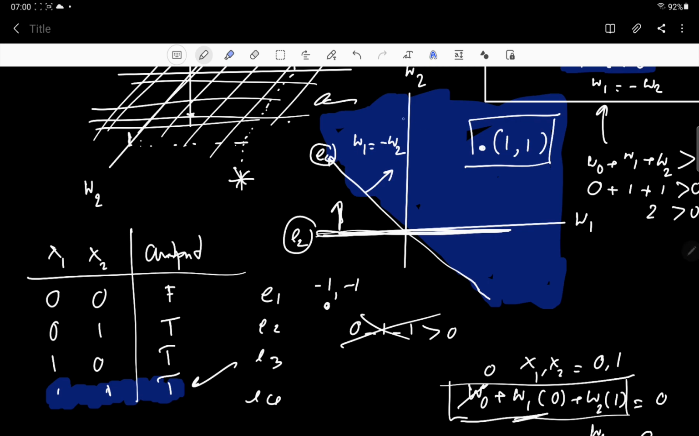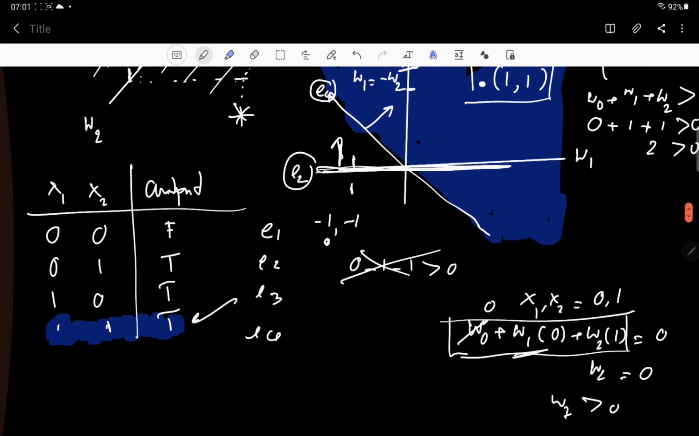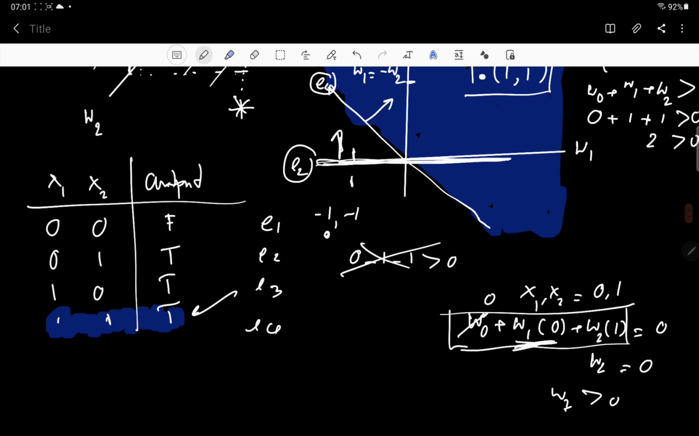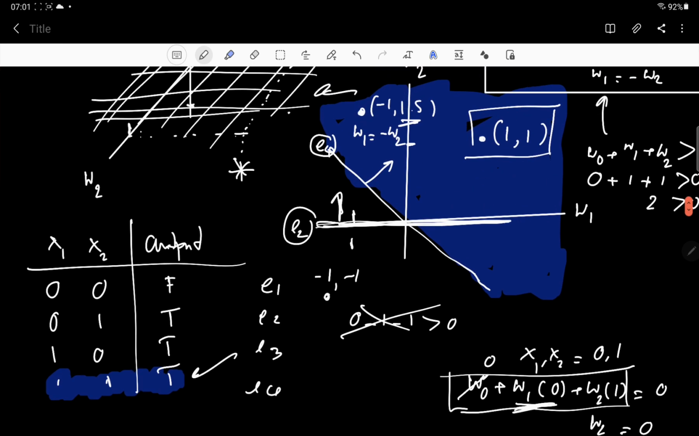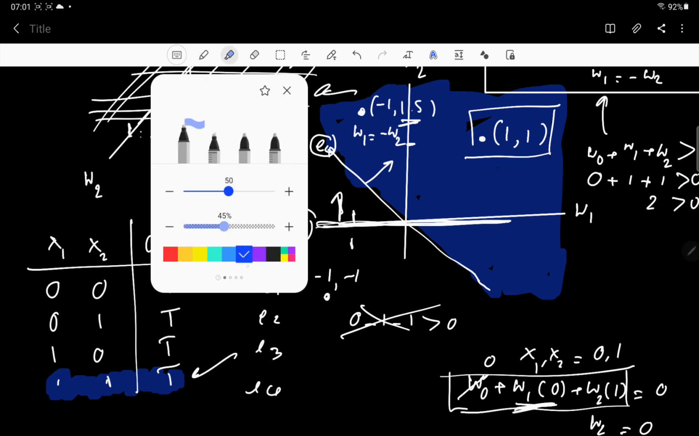For example, if you choose some point here that is like 1 or 1.5, minus 1 and 1.5, for example, this is 1, this is 1, so this is approximately minus 1.5. So guys, W2 greater than 0, right? And W1 is, of course, W1 times x1. So this one is 0.